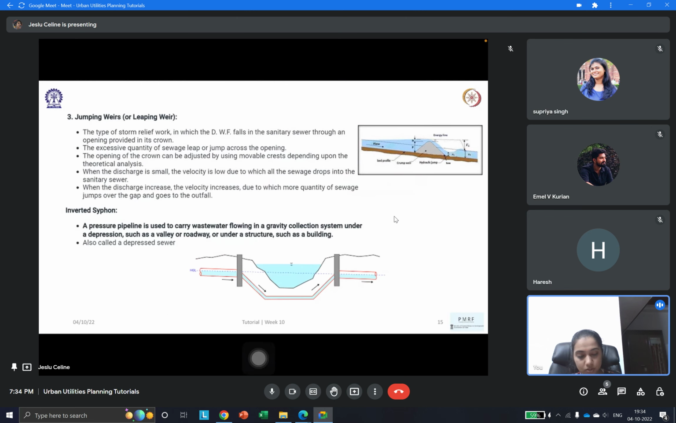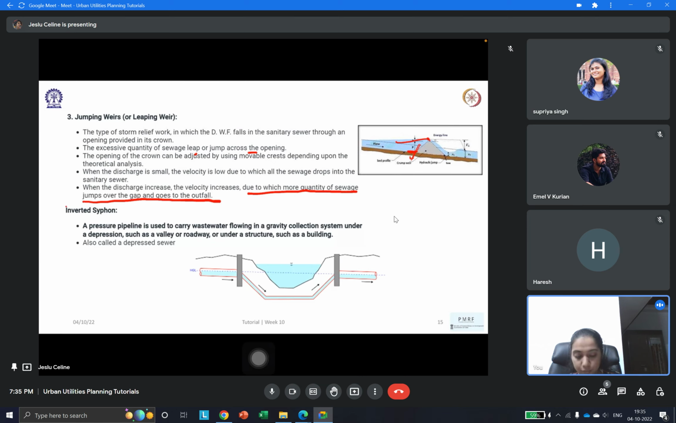And then you have these jumping weirs or leaping weirs. This is a stormwater relief work which falls under the sanitary sewer, through an opening provided on its crown. An excessive quantity of sewage leaps or jumps across the opening. So basically, you have an opening here, and whatever is excess jumps out, but whatever is normal flow comes in. That is the jump. When the discharge increases, velocity increases, due to which more sewage jumps over the gap and goes to the outfall. So it's again the same overflow mechanism.